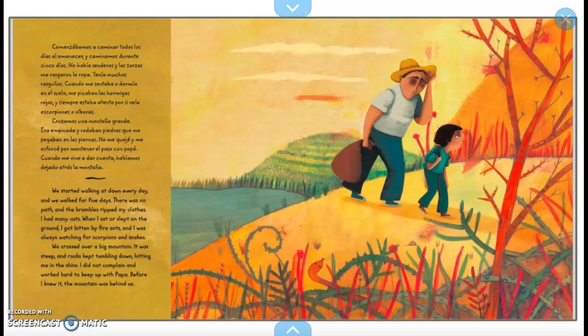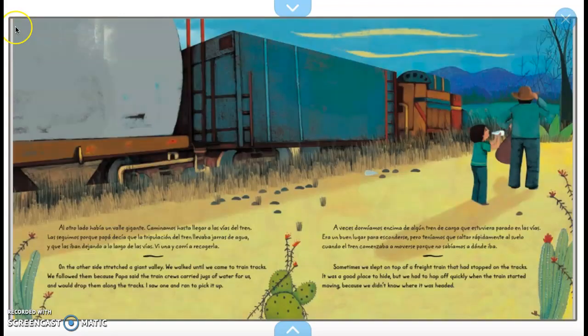We crossed over a big mountain. It was steep, and rocks kept tumbling down, hitting me in the shins. I did not complain and worked hard to keep up with Papa. Before I knew it, the mountain was behind us. On the other side stretched a giant valley. We walked until we came to train tracks. We followed them because Papa said the train crews carried jugs of water for us and would drop them along the tracks. I saw one and ran to pick it up.